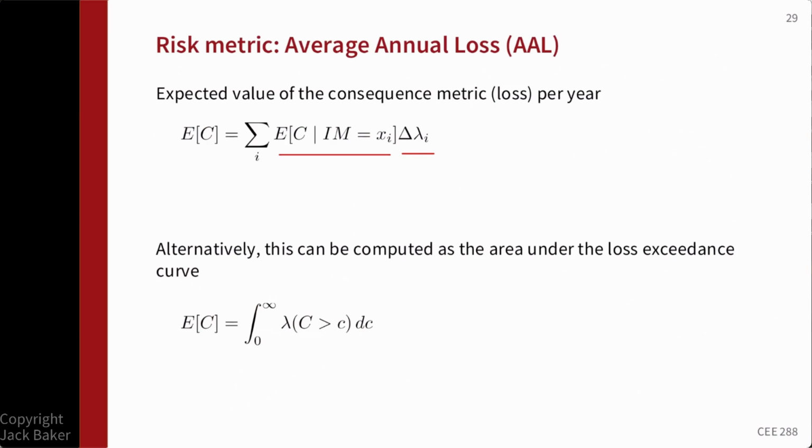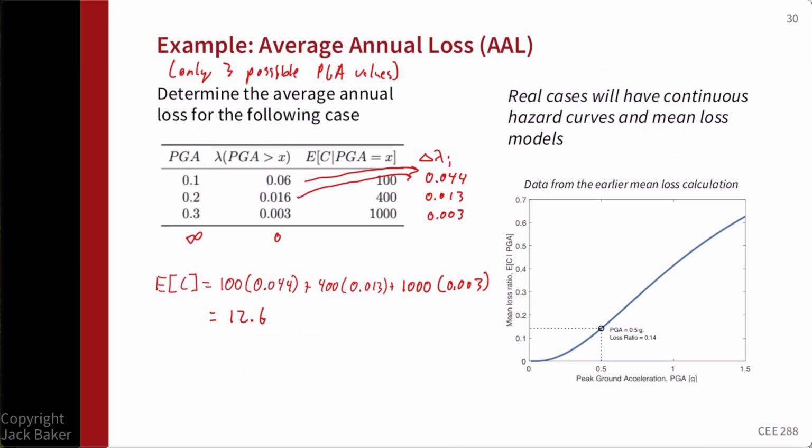Interestingly, it can also be computed by taking that loss exceedance curve, our previous metric, the lambda of C greater than c. If we just integrate that for all values of c, that will also give us the expected value of the consequence. It's not intuitive why that would be the case, but there is a derivation in the textbook. If you want to see that derivation, that's equation 9.35 in the book. You don't need to know how to derive it or anything like that, but I'll point you towards that reference if you're curious.